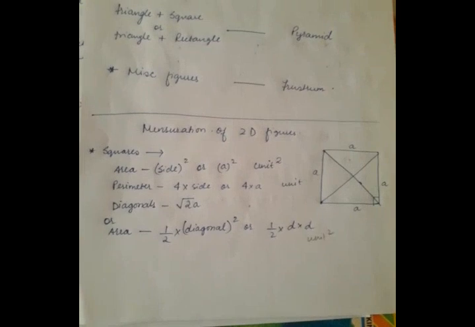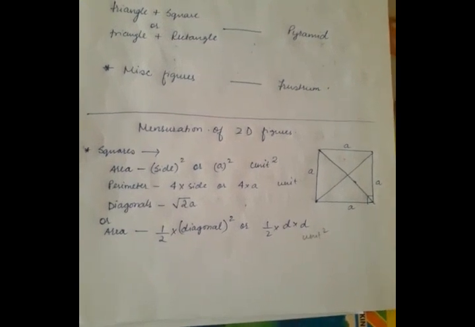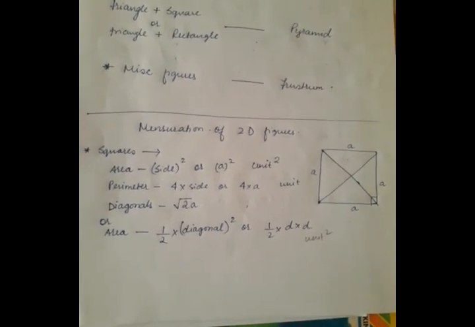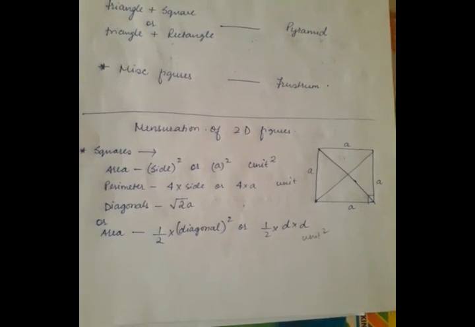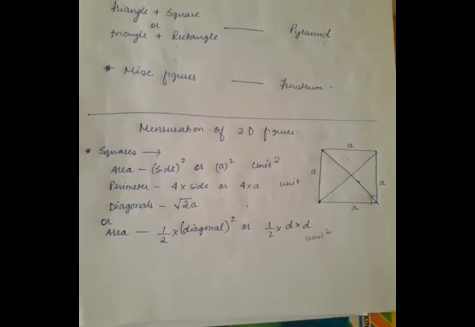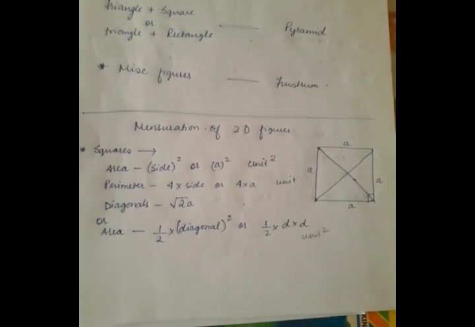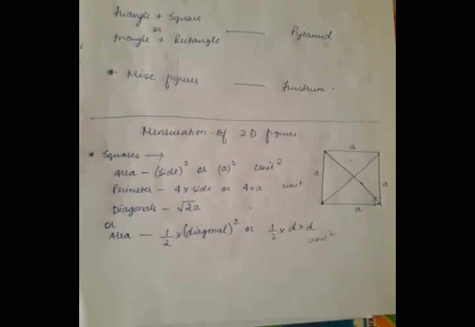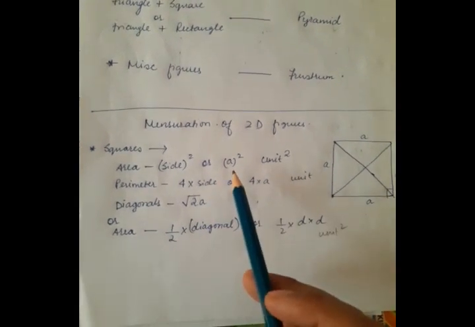So now let's discuss the mensuration of the first two-dimensional figure, that is the square. The square is a rectangle, actually a parallelogram, whose all sides are equal. I am not going deeper into the quadrilateral chapter, which I will discuss in my next videos. So what is the square? The area is side square, or a square.